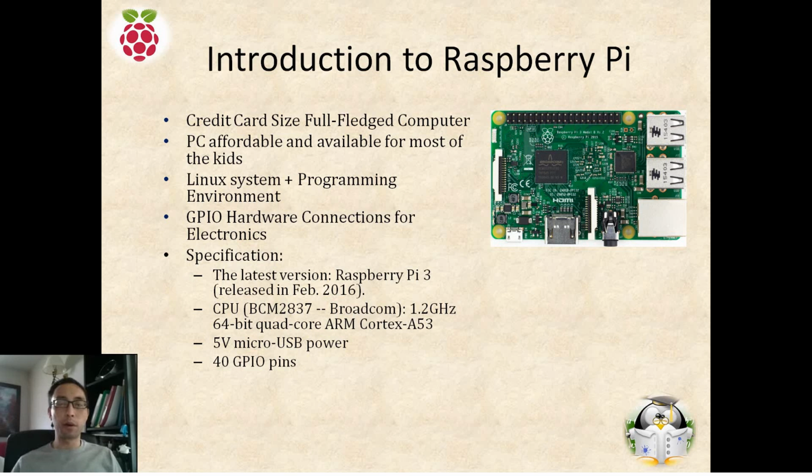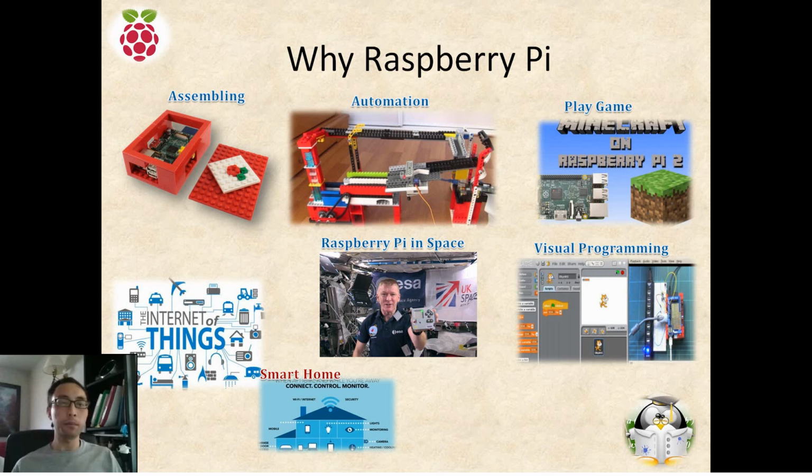And this Raspberry Pi is the latest version, the Raspberry Pi 3. It uses a 1.2 GHz CPU. Compared to a powerful desktop computer, it may be a little bit slow, but considering the size and the price and the function it provides, it really works for kids to start to play and to learn about the computer based on this small platform.